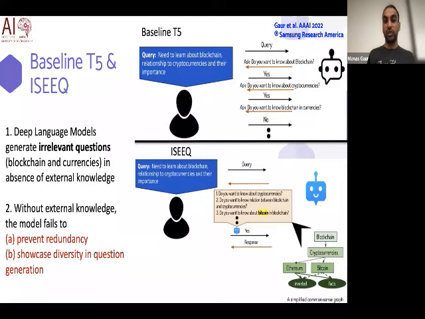model for language generation, it generates some questions and asks them to the user, and the user replies back, and then it asks another question and you reply back, and so on and so forth. But essentially what you're seeing here is that the deep language model is prone to generate some irrelevant questions. For instance, do you want to know blockchain and currencies? We all know that blockchain is associated with cryptocurrencies and not currencies, and there is a difference between cryptocurrency and currency. So in that sense, this particular generation is irrelevant. And not only this, there are major cases.